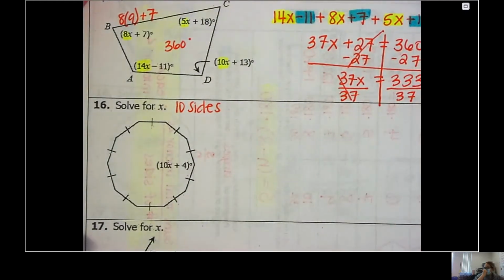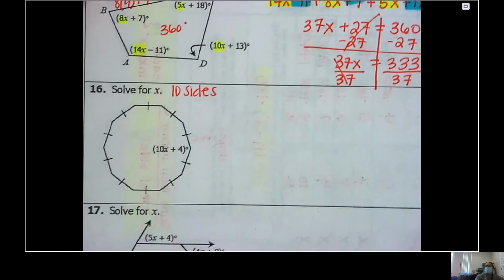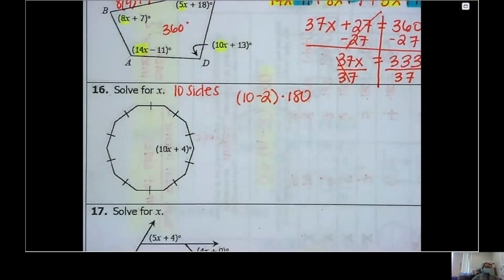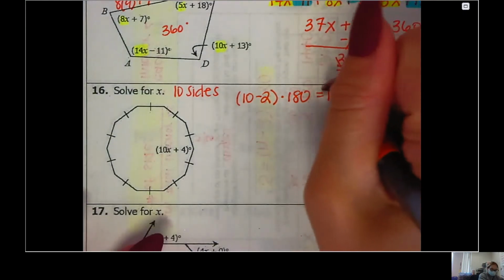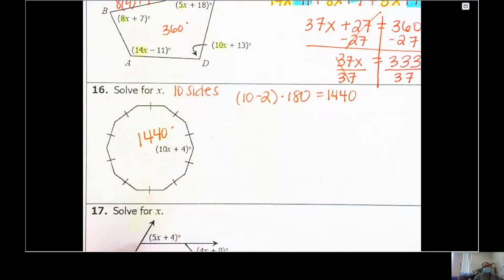What do I have to do? What's the rule? What have we been doing every single time? Every single time. What do I have to do? Number of sides minus 2. So 10 minus 2 times 180. Okay, so 10 minus 2 is 8. 8 times 180 is 1440, right? Okay, so in total, I've got 1440 degrees.